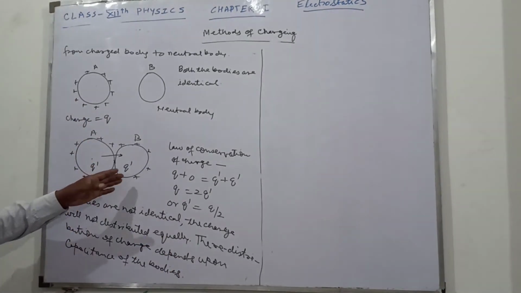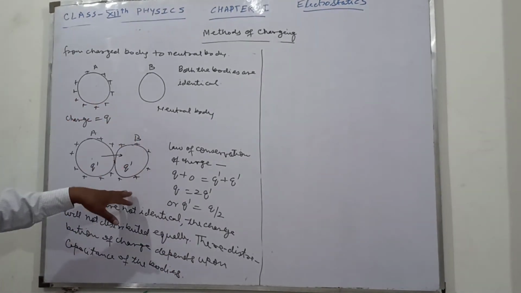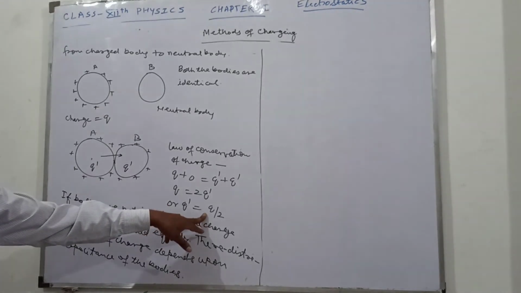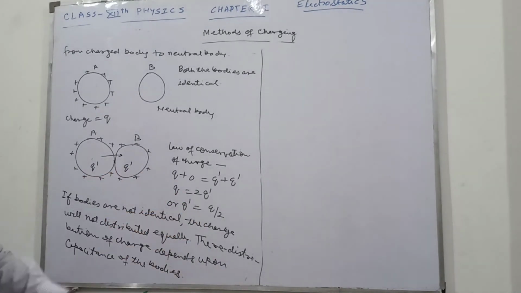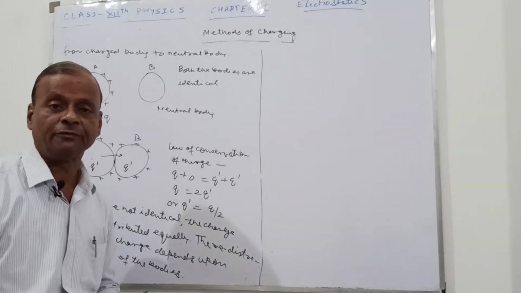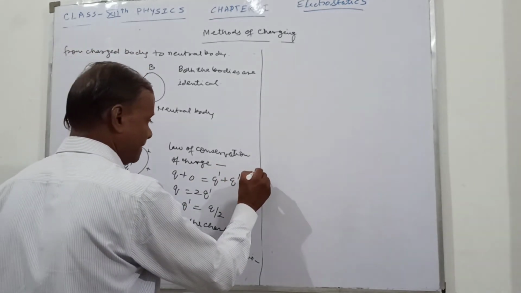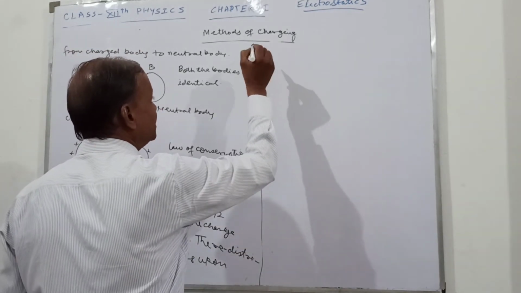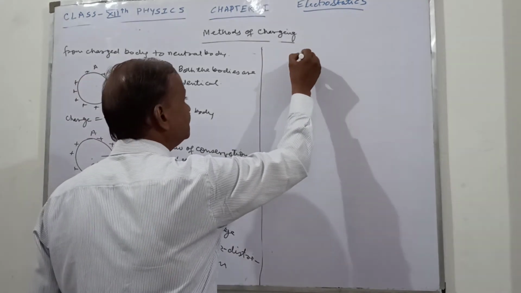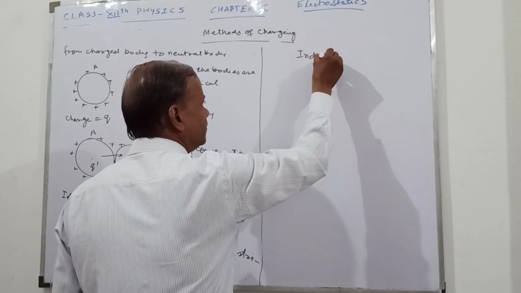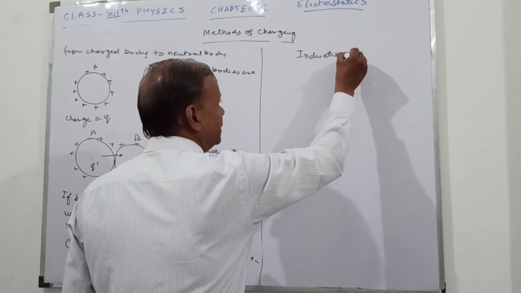This we have taken the positive, but when they are taking the negative, the similar situation takes place. Only this instead of positive, we will have the negative. So this is how to charge the body by bringing them in contact. And the third method is the induction method.